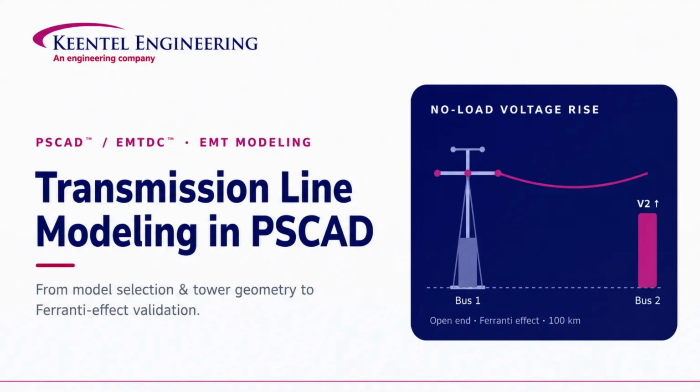From choosing the right line representation, to tower geometry, to validating with the Ferranti effect. Our worked example is a 100-kilometer, 230 kilovolt overhead line built as a Bergeron model. By the end, you will know how to select the correct model for the study, set up the geometry that drives the electrical parameters, and verify the build before any serious analysis begins.